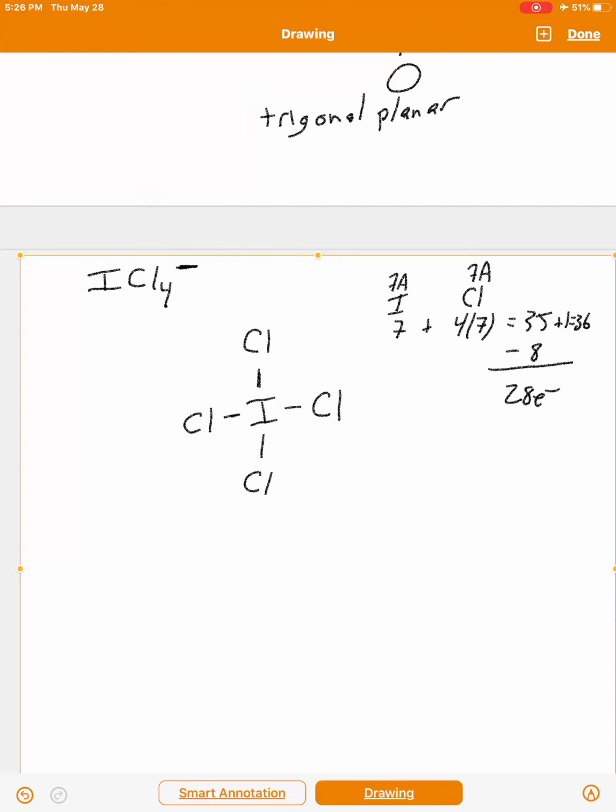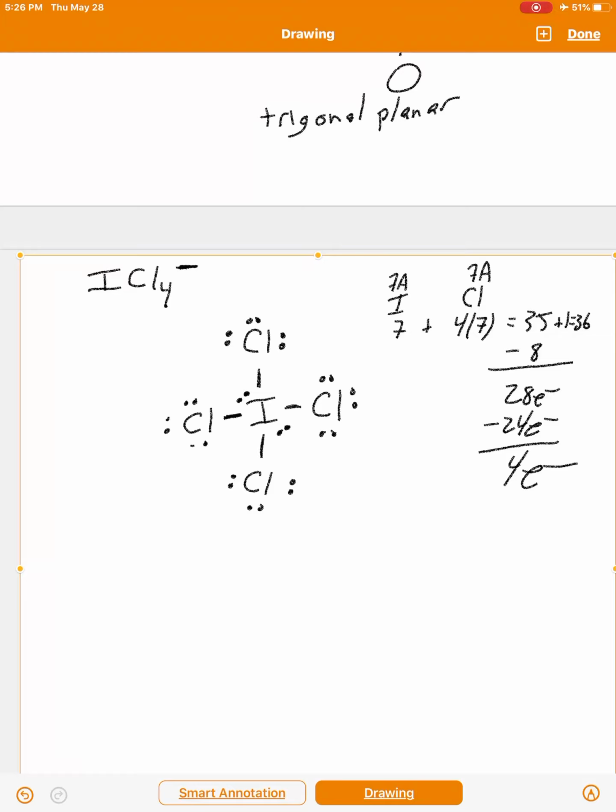We've already used 8 for these single bonds. So we distribute them around the surrounding atoms to get to octet for each of those. So how many are we going to use to do that? If we have 4 surrounding atoms and each is going to get 3 pairs, how many electrons is that? Well, 6, 12, 18, 24. We still have 4 left. So we're going to have an example of an expanded octet. 1, 2, 3, 4.